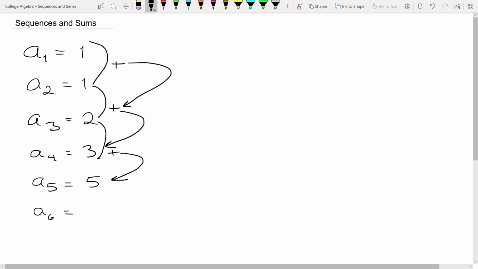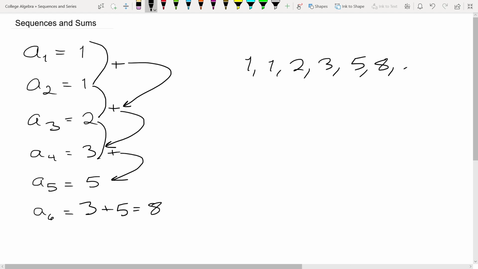Using this same process, what's the 6th term? Well, the 2 previous are going to be 3 and 5, which gives us 8. And the pattern goes on indefinitely. Now, this is a list, as I've written it out here. You can also write a list like this: 1, 1, 2, 3, 5, 8, and continues on. This is the first way to write a sequence. There's other ways to write it.